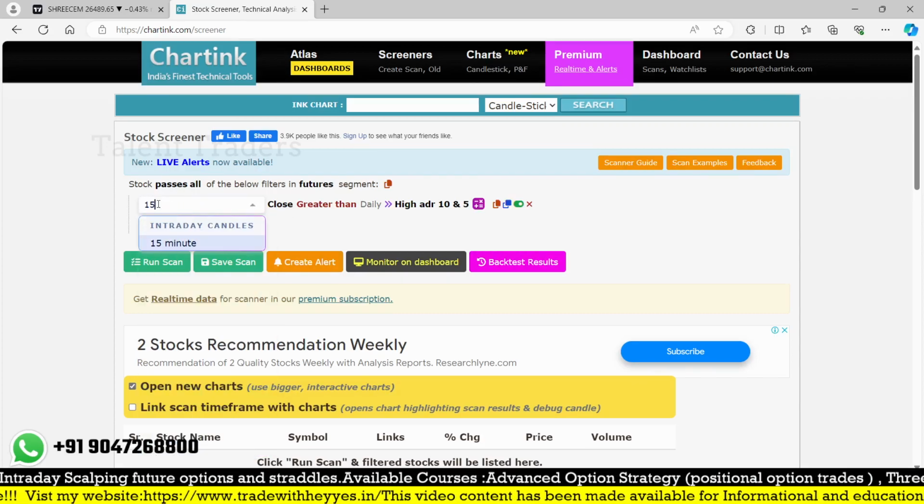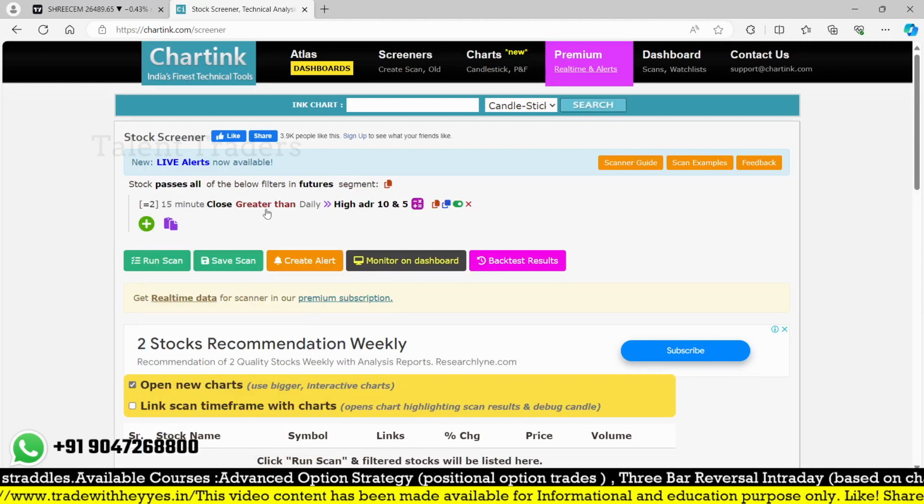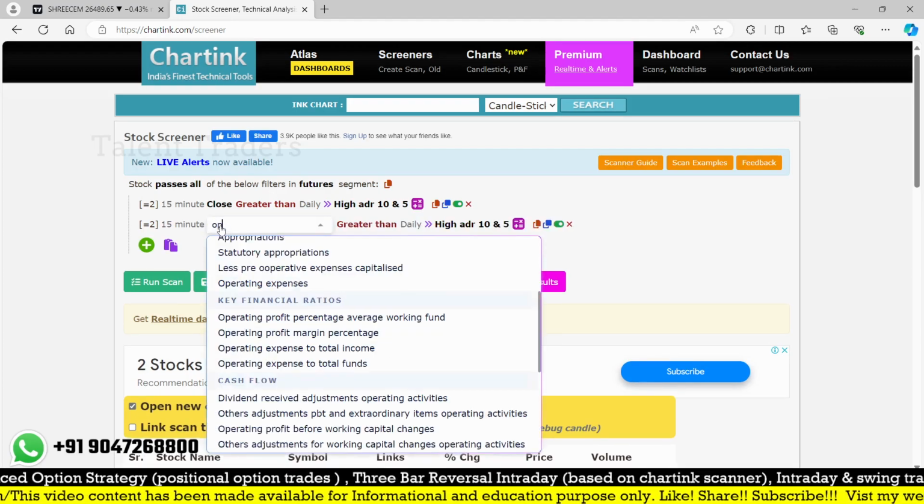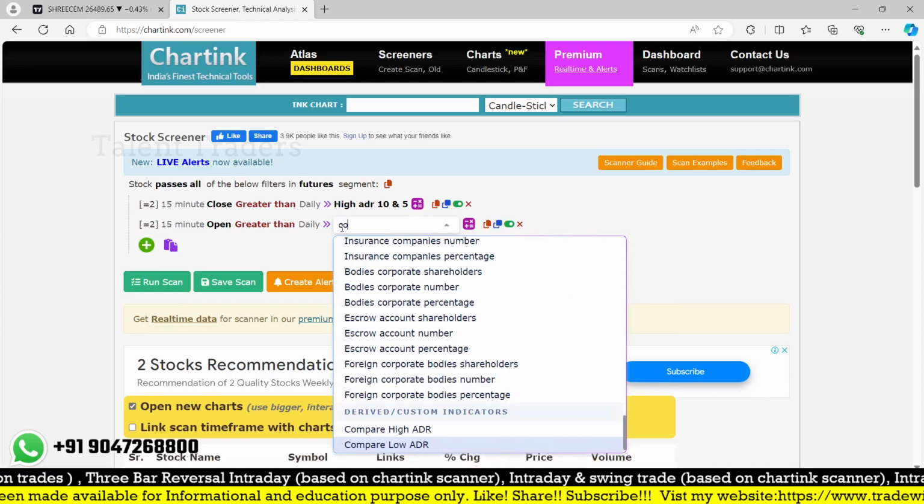We are going to focus on the 15 minutes candle. I'll go for the second 15 minute candle. Its close, and previously its open should be less than ADR. So I need to check that the open should be less than, compared with ADR.